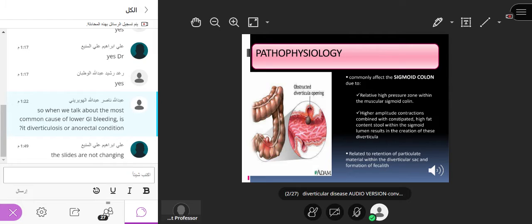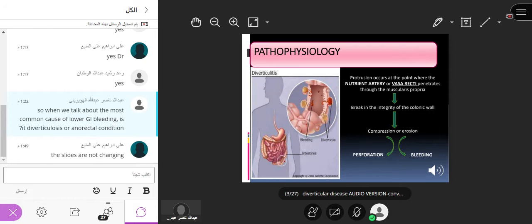Doctor, the slides are not changing for us. Which slide number are you on? Try to change it. Are you on the blackboard or on the PowerPoint screen itself? No, nothing is changing. Now it's changing, yeah.